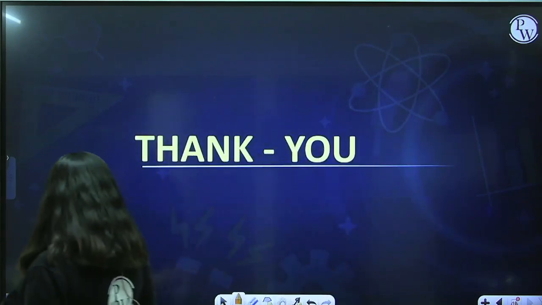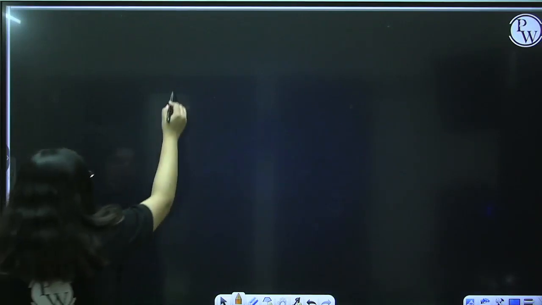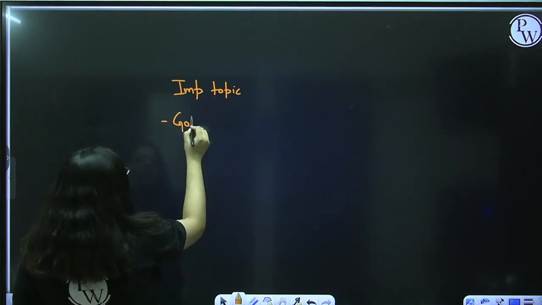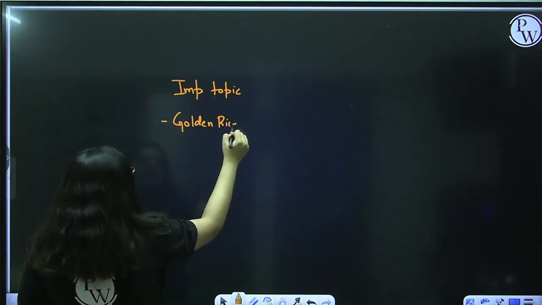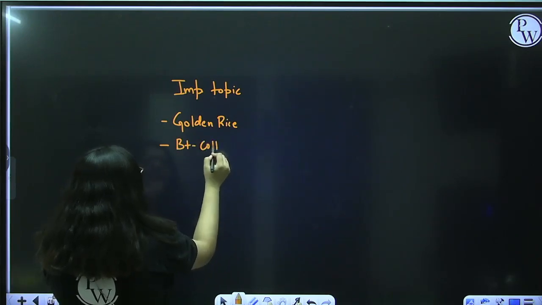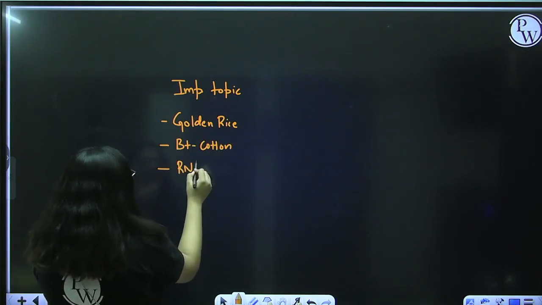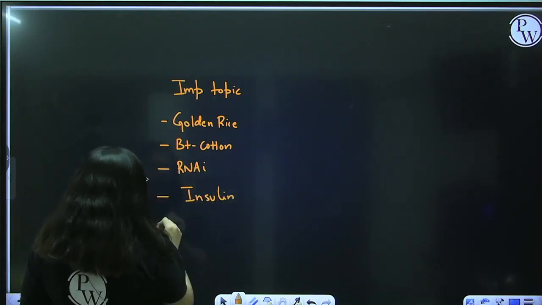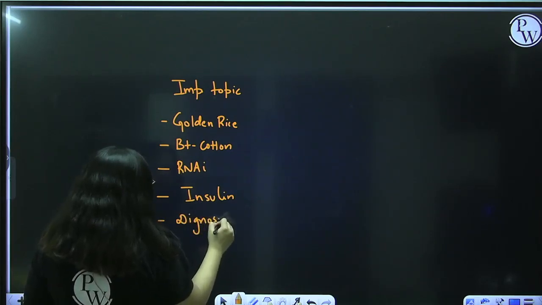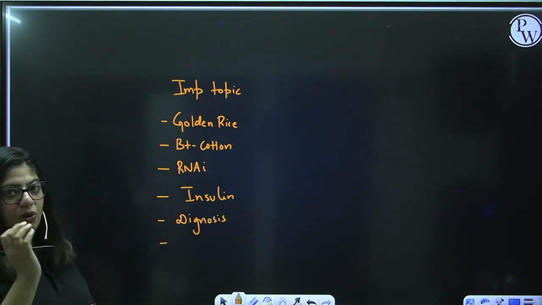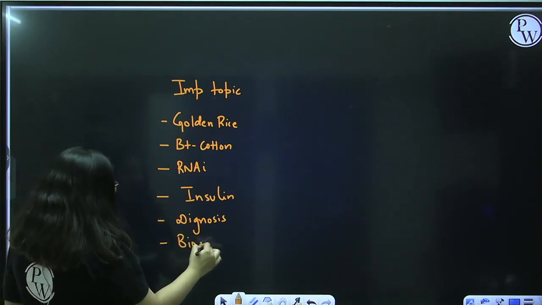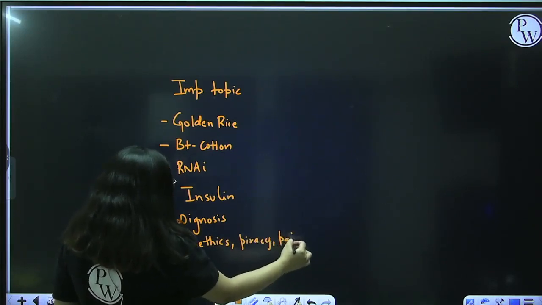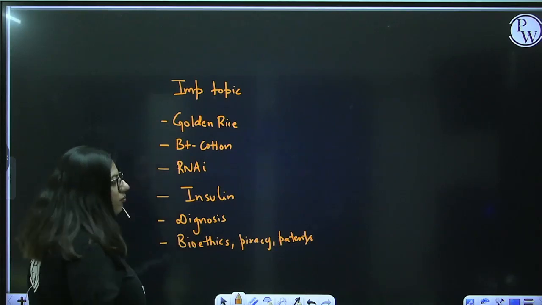There are just a few topics that are important. Let me tell you what are the very important topics from this chapter. The first important topic is golden rice. Second is BT cotton that we have done. Another is RNA interference that we'll be doing tomorrow. Then we have insulin production, diagnosis. And in the last, you will see there are certain topics like biopatent, bioethics, piracy, all these topics. So these are some of the very, very important topics from this chapter.